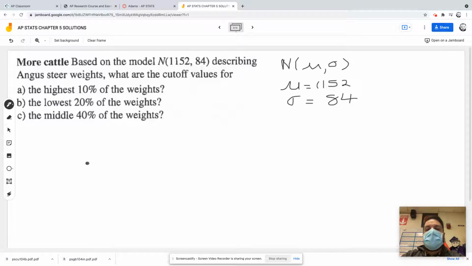All right, so now let's finish the question. It says, describing the Angus steers, what are the cutoff values? So now when we talk about cutoff values, the highest 10%, and this is based on the normal model, those are kind of like the cutoff values. So what does that mean?